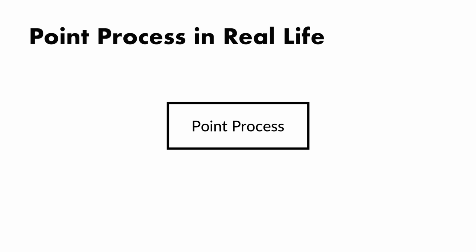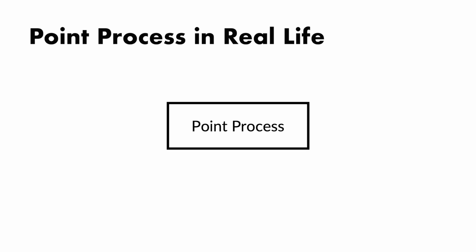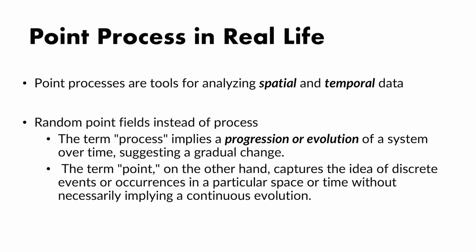Some authors prefer to use the term random point fields and ignore the term process. We call it point process partly because it's a stochastic process, so it derives from that. But process means a progress or evolution, or it implies gradual change. And essentially that is not what we are talking about in point processes. Because the idea is that discrete events will happen and that we are trying to capture their essence. So the idea is not of continuous evolution, but of discrete jumps, discrete spikes over time.